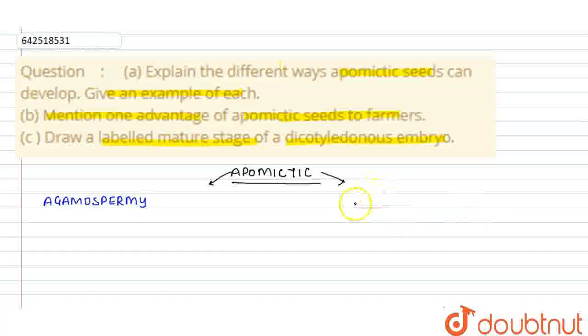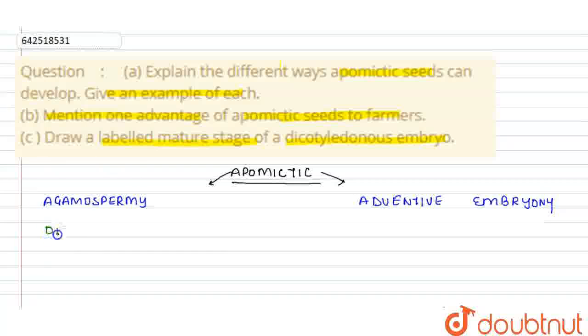Second method is known as adventive embryony. So these are the two methods from which we can produce apomictic seeds. Now in the agamospermy, what happens?